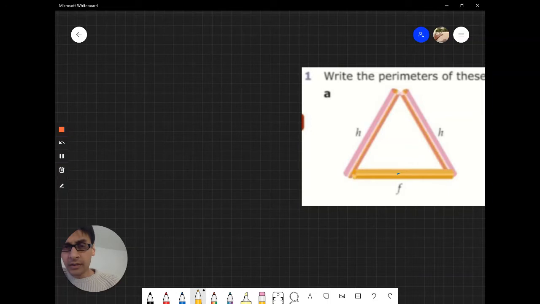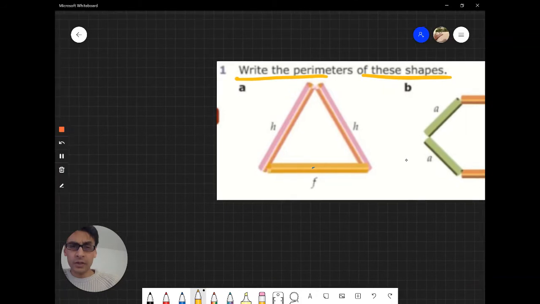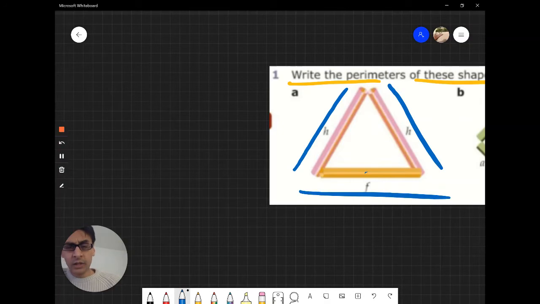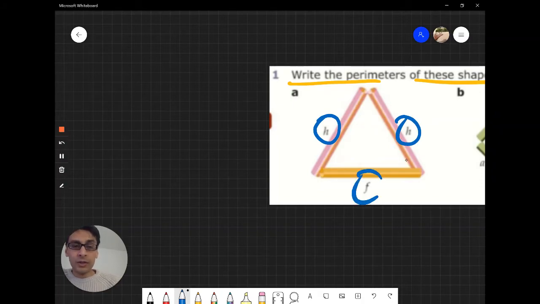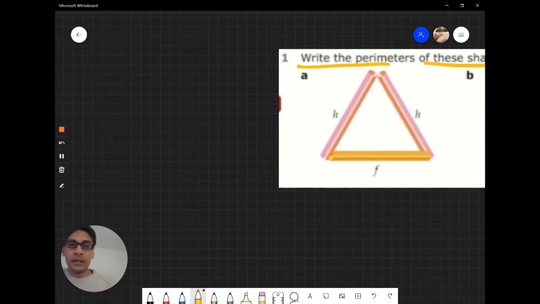So on this question it says write down the perimeters of these shapes. So the perimeter is just the length all the way around a shape. So we can see in this shape we've got three sides, and the perimeter is when we add them all up. Now normally the perimeter of a shape is a number, but it can also be a letter. So we can also use algebra. And in this case we can see the letters are given to us. So we're going to be using our algebraic knowledge to work out the perimeter of this shape and show it as a list of terms.